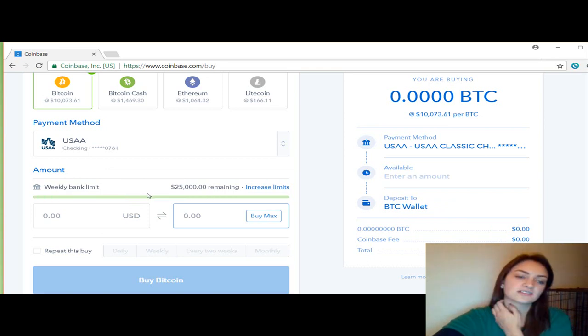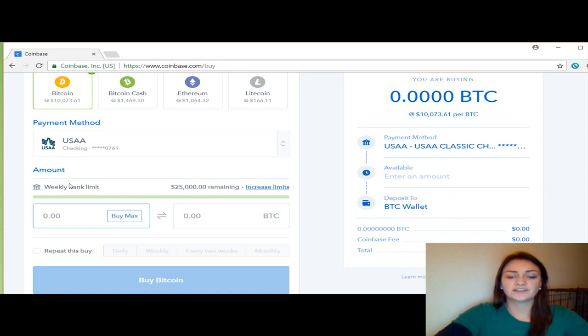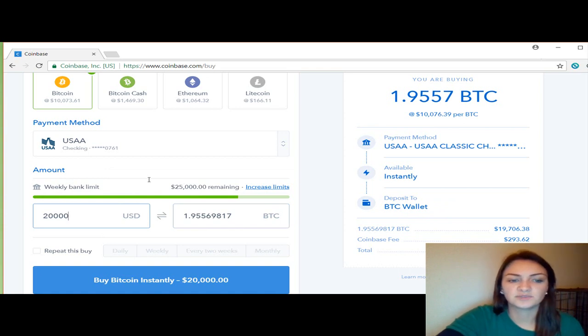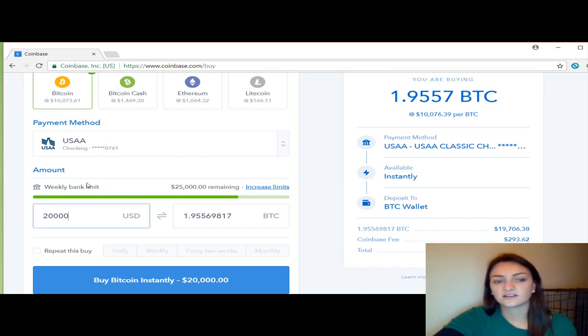The other way is if maybe I don't know how many Bitcoin I want, but let's say I don't want to put any more than $20,000 in, I can put 20,000 on the left, and it'll convert it to the amount of Bitcoin, also taking into consideration that fee. So if I only want to spend $20,000, which is quite a bit of money for someone like me, it would convert the amount of Bitcoin I would get for that purchase.